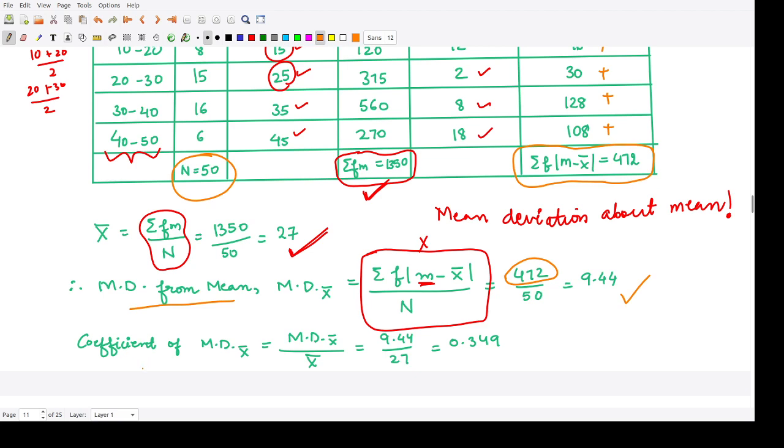And next is the calculation of coefficient of mean deviation about mean. So that is the mean deviation about mean divided by the mean itself, and the mean was 27. So our final answer is 0.349.